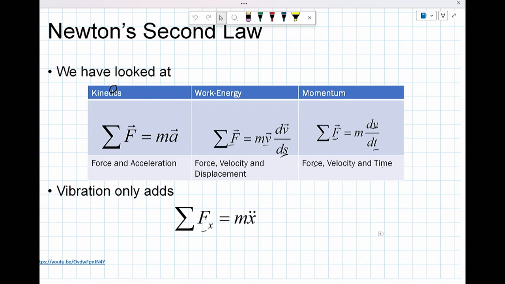So in terms of Newton's second law, that's the entire course. If you want to know what you've studied for the entire term, this is it. Sum of forces equals mass times acceleration: force and acceleration; force, velocity, and displacement with work-energy, and mv dv ds, and force equals m dv dt. The only thing we did for the last 6 lectures was cover force is equal to m x double dot.